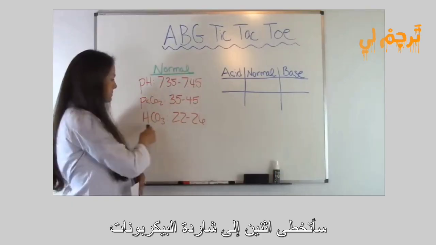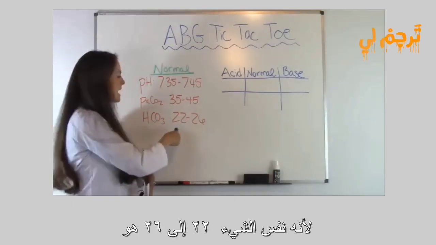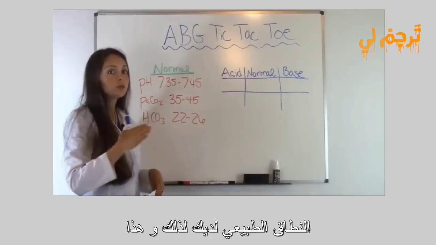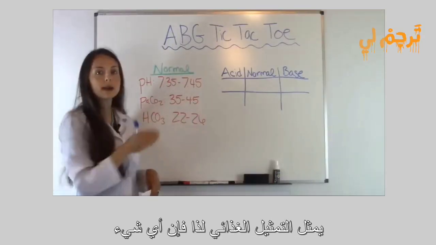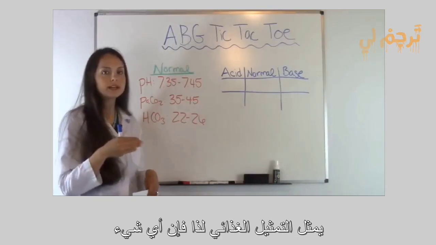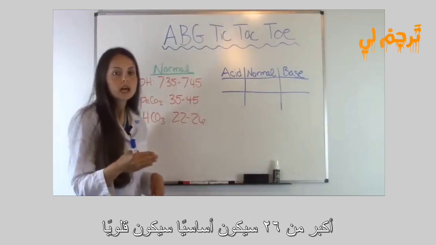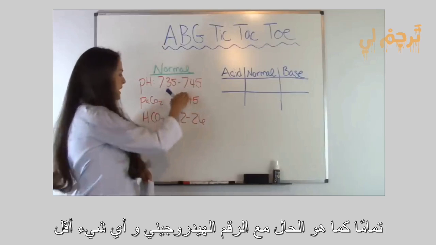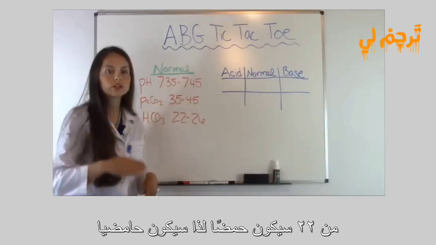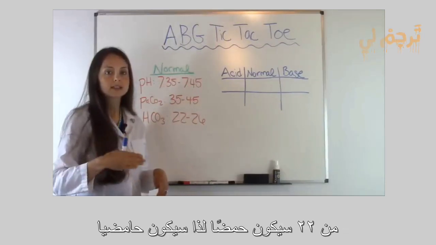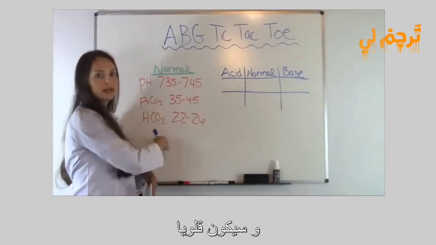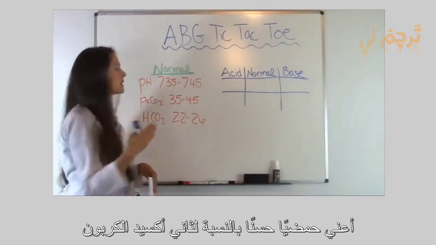I'm going to skip to HCO3 because it's the same. 22 to 26 is your normal range for that, and that represents metabolic. So anything over 26 would be basic, it would be alkalotic, just like with the pH, and anything less than 22 would be an acid, so it would be acidotic. So they would be having a metabolic problem, and they would be acidotic.